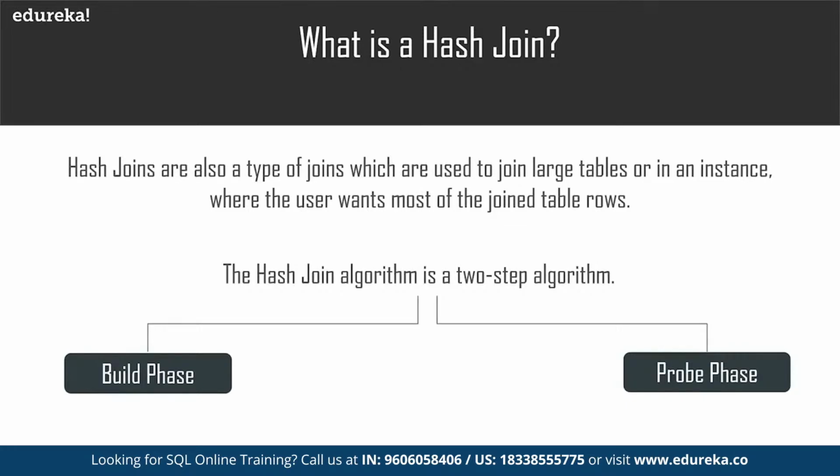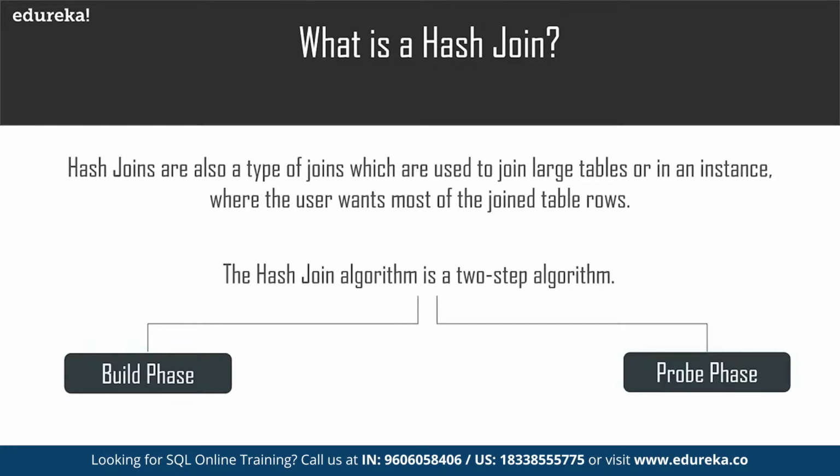Now the hash join algorithm is basically a two-step algorithm. So it has mainly the build phase and the probe phase. In the build phase, you basically create an in-memory hash index on the left side of input. And in the probe phase, you go through the right side of input one row at a time and find the matches using the index created in the build phase.